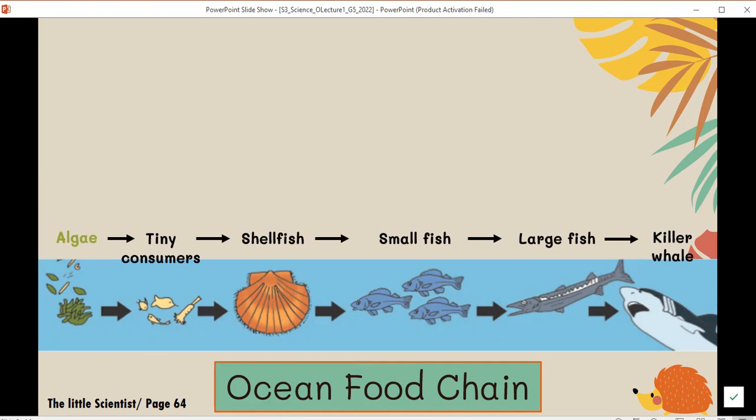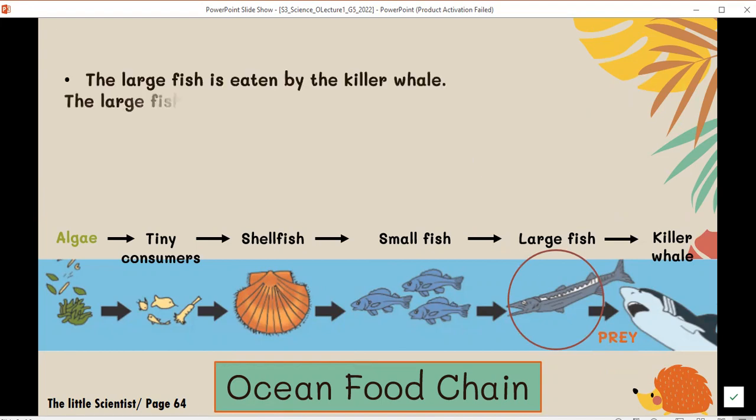Okay, right here, the producer, the algae. The primary consumer are the tiny consumers. A secondary consumer, the shellfish. Tertiary consumer, the small fish. The apex predator is the killer whale. Look at the large fish. The large fish is eaten by the killer whale.